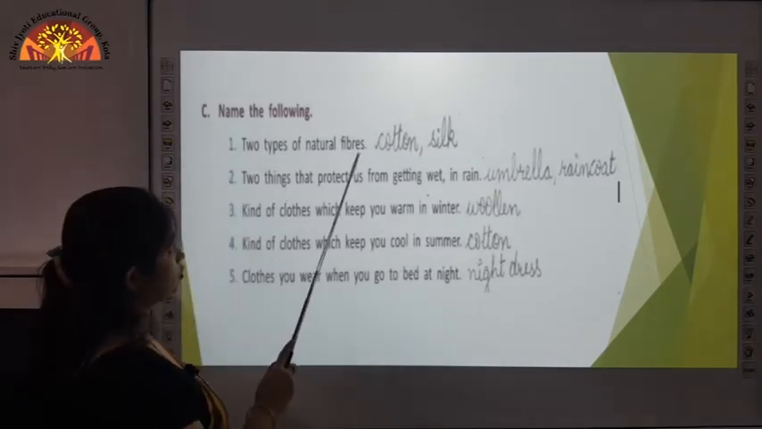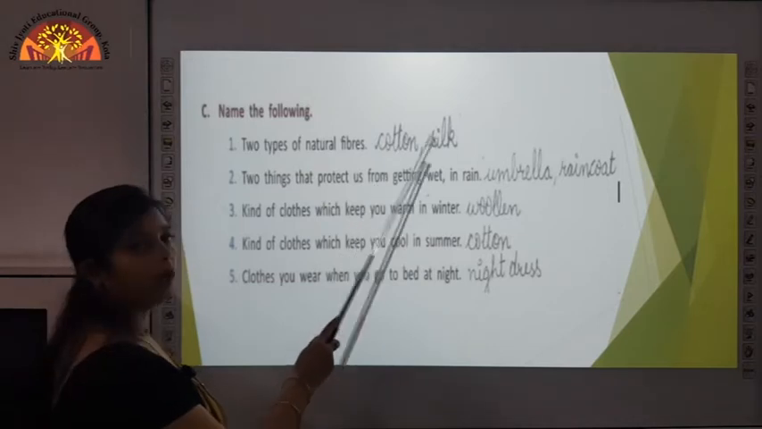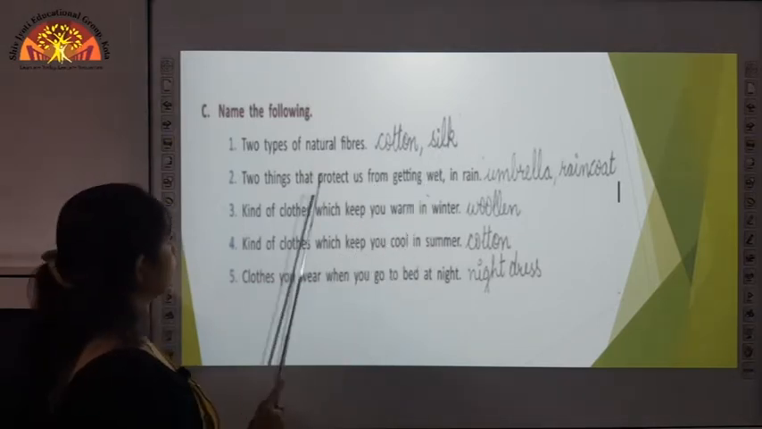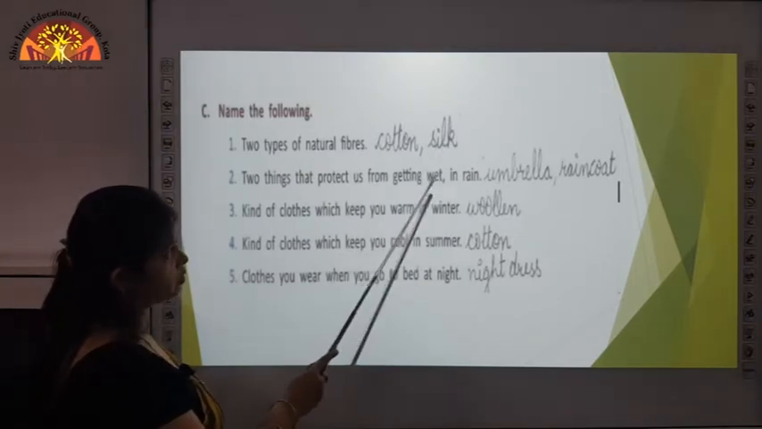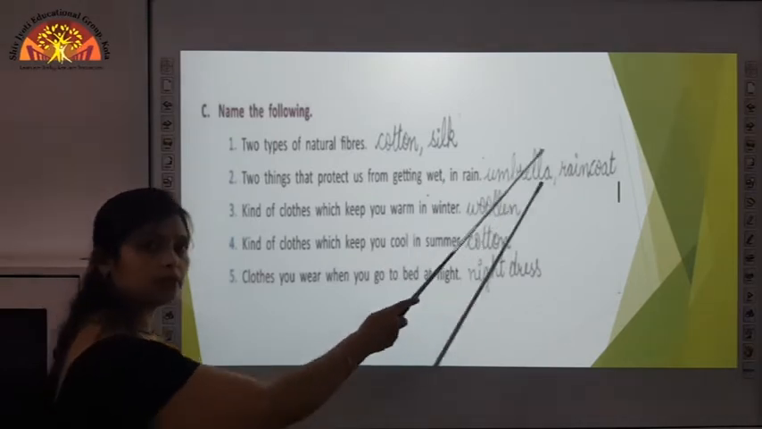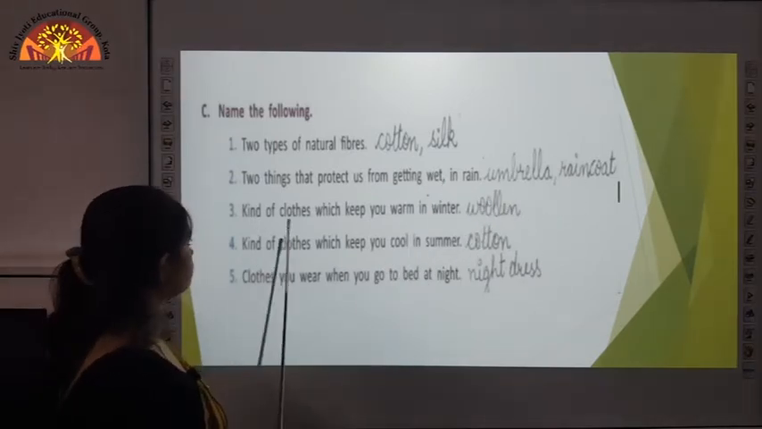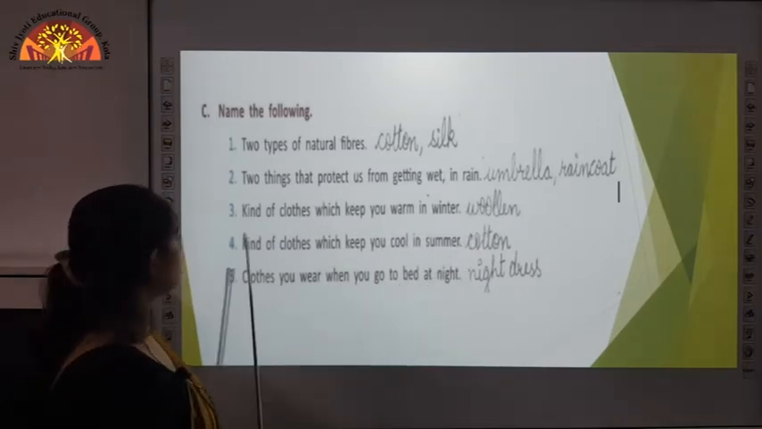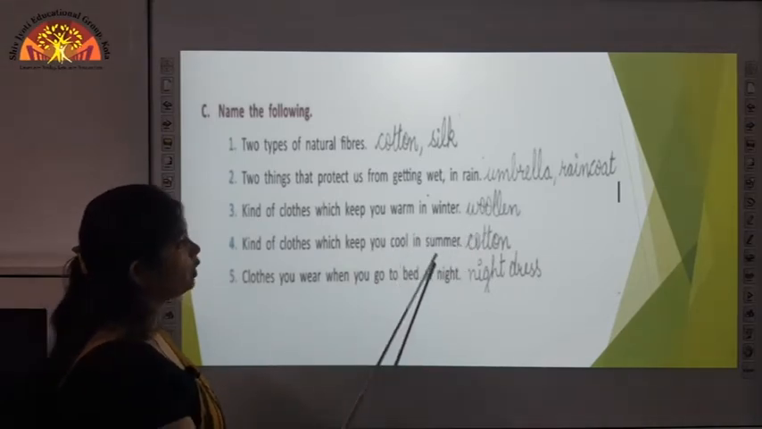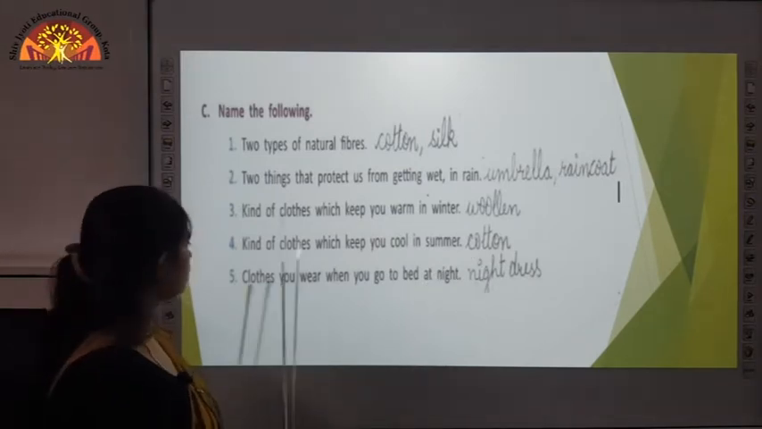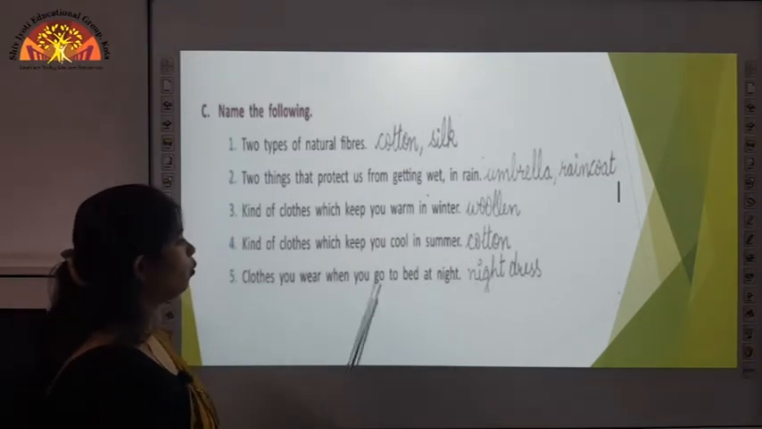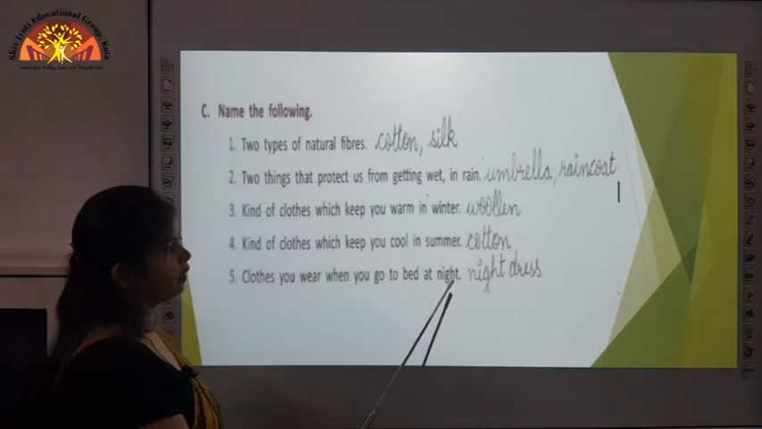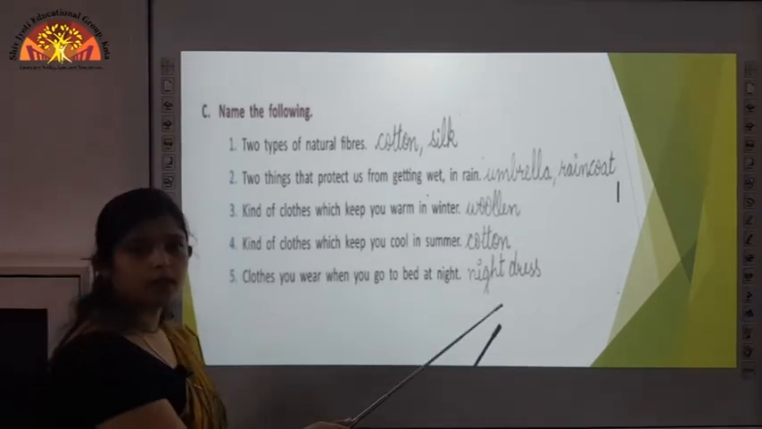Two types of natural fibers, cotton and silk. Two things that protect us from getting wet in rain, umbrella and raincoat. Kind of clothes which keep you warm in winter, woolen clothes. Kind of clothes which keep you cool in summer, cotton clothes. Clothes you wear when you go to bed at night. So at night we wear night dress.